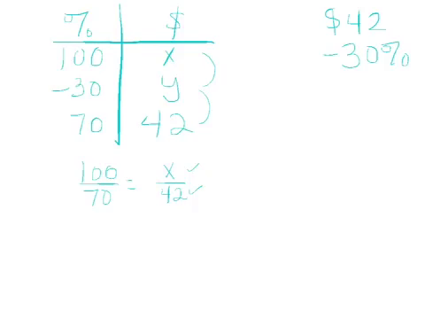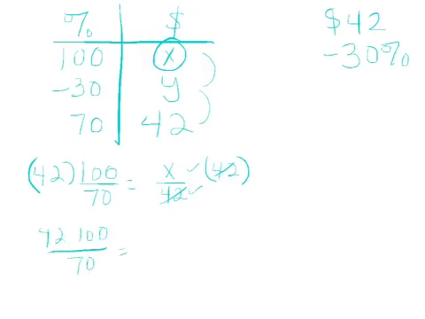Okay, so now what we have to do is solve for x because x is the variable that we want to find. So what I need to do is get x by itself, so I'm going to multiply by 42 on both sides using my multiplication property of equality, and therefore 42 and 42 cancel out because 42 over 42 is just 1, and so 42 times 100 over 70 is equal to x.